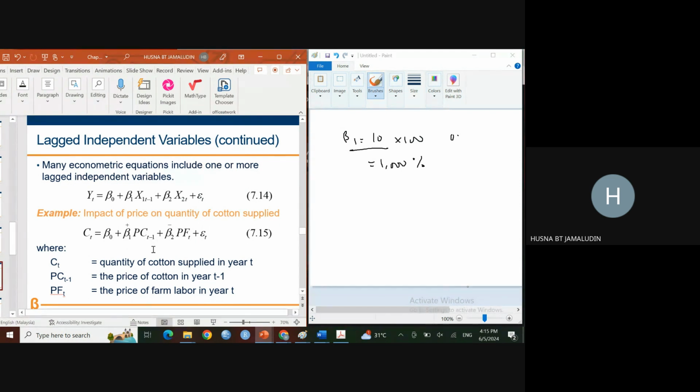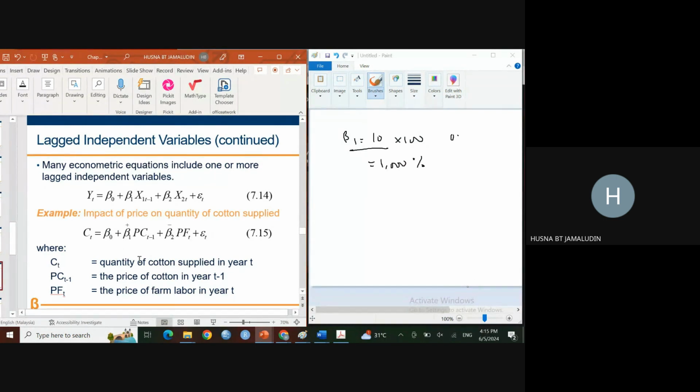Can someone explain to me how come the quantity of cotton supplied this year depends on the price of cotton last year? Anyone? Is it possible? Don't you think the quantity supplied should follow the current cotton price? Can someone explain to me how come when you want to supply the cotton, it depends on the price of the last year? Anyone? Is it because of the inflation, madam? Okay, inflation is another variable. Okay, let me explain this.